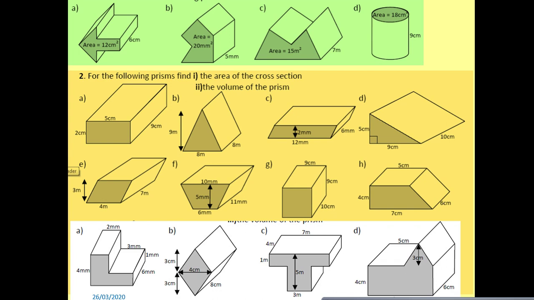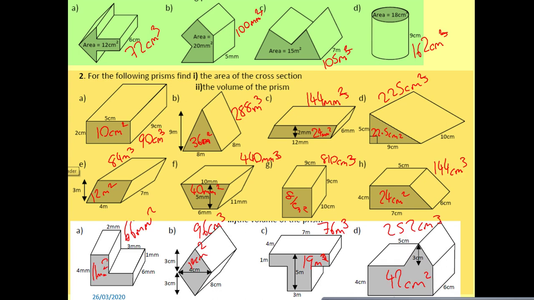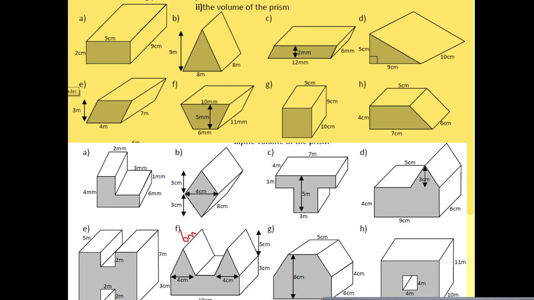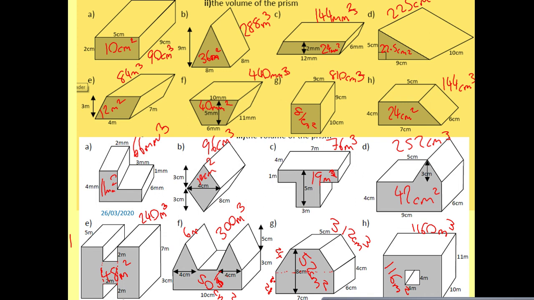Here are your answers. Bear in mind I've worked out the cross section and the volume for these harder ones, just in case. And there are your answers. That's how to work out the volume of a prism.